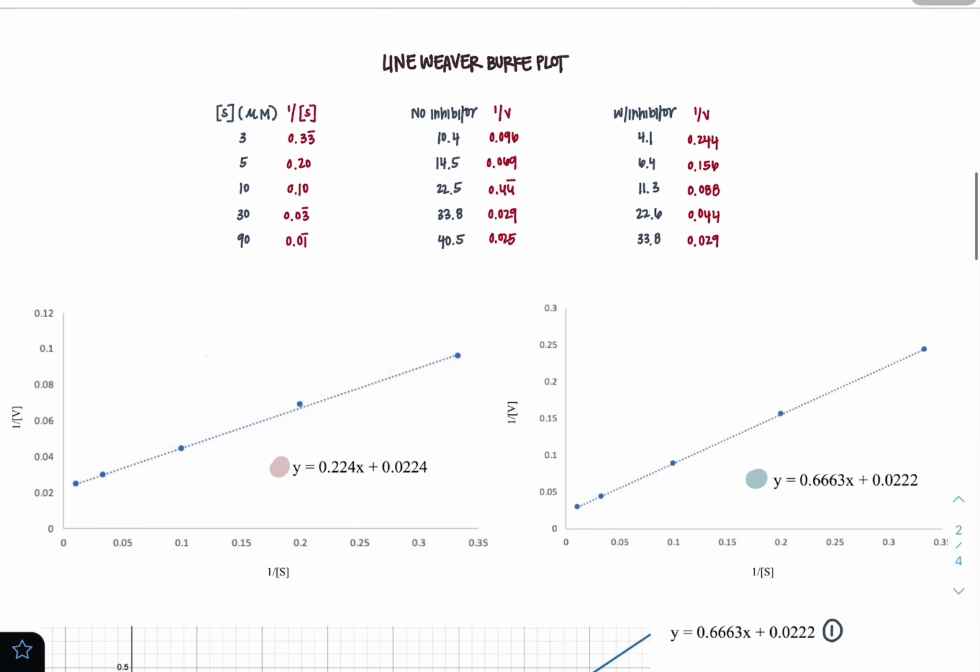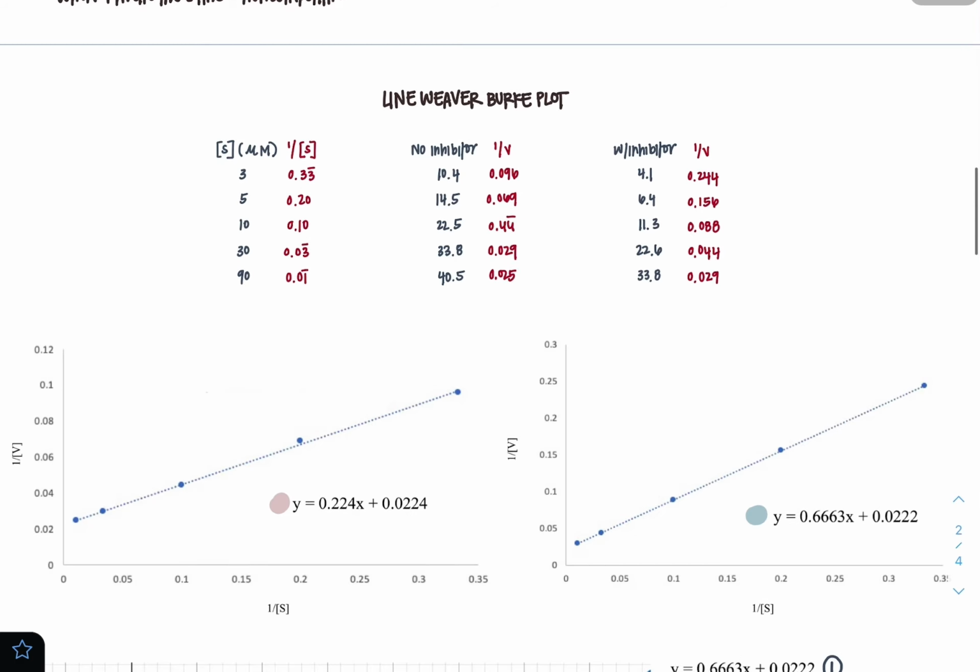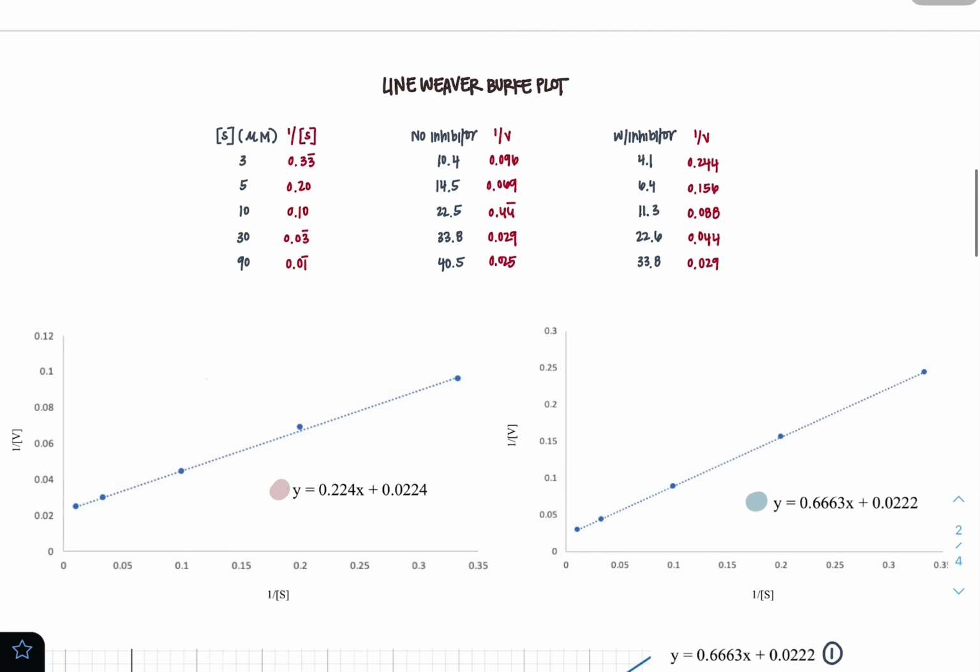So looking at the problem set, we had a set of data points, and the first thing that we want to do is find the reciprocals of each. And so these are substrate concentrations, and then we found the velocity without the inhibitor and with the inhibitor. So starting off, looking at these graphs, you'll notice that the x-axis is always 1 over substrate and the y-axis is always 1 over velocity.